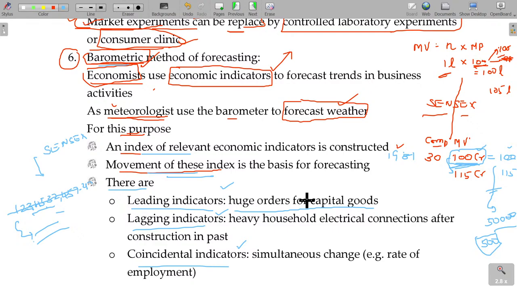Huge order for capital goods. Assume there is a huge order for capital goods. What happens? Cars purchased by drivers increased a lot, by 50%. What does it mean? Hereafter tourism business will grow, hereafter cabs business will grow. So the cabs business as well as tourism business growth is predicted ahead when car sales is higher.